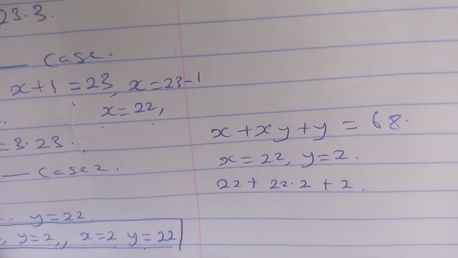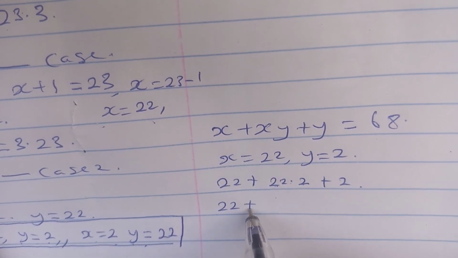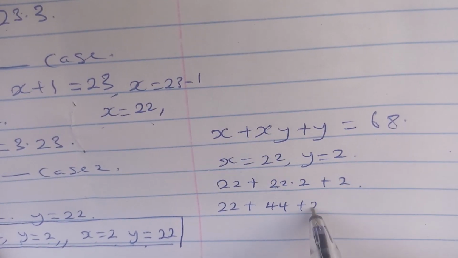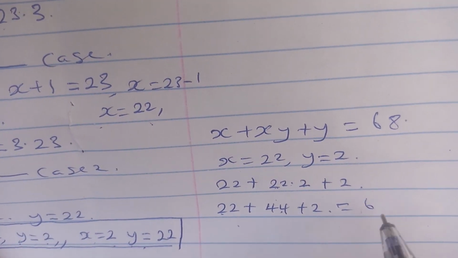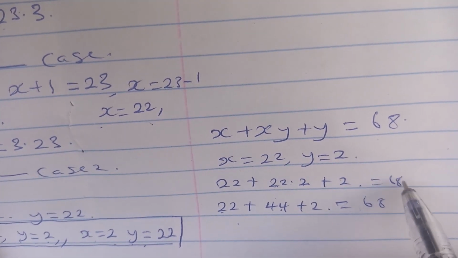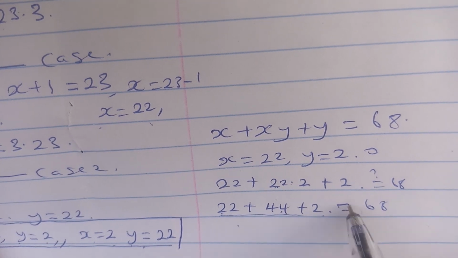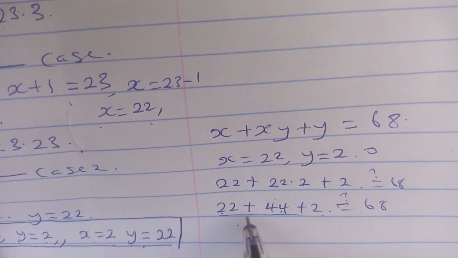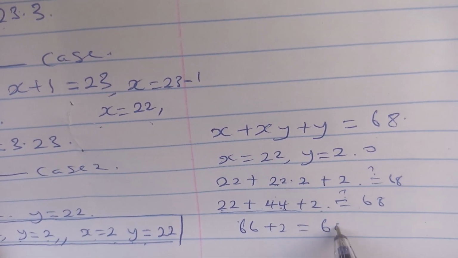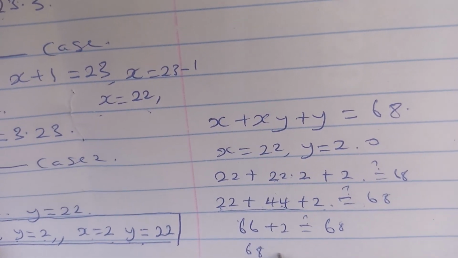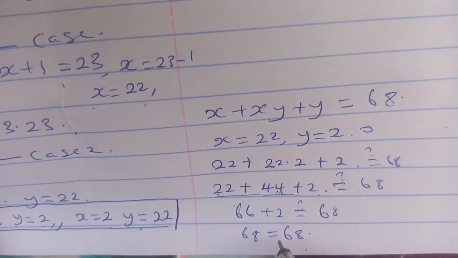22 times 2 is going to give us 44, so we have 22 here plus 44, plus 2. Adding all these up, 22 plus 44 is going to give us 66, plus 2 is going to give us 68. So we have 68 is equal to 68. So the values of x and y in case 1 are correct.